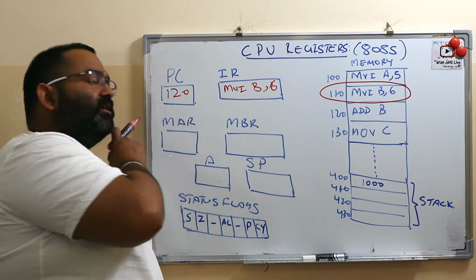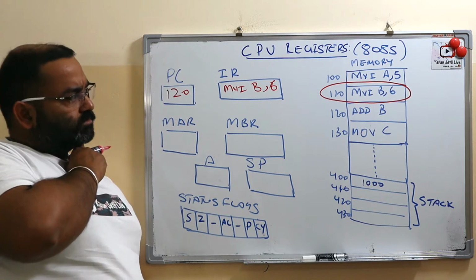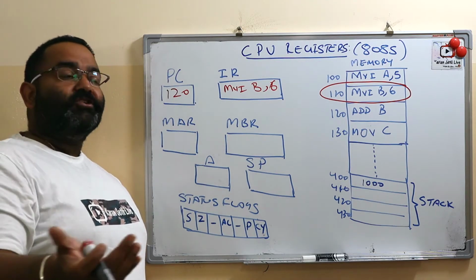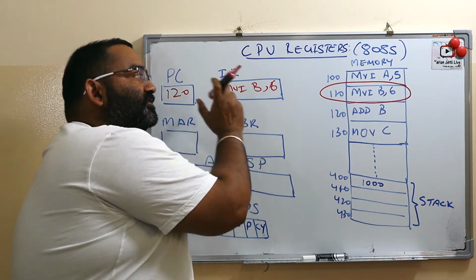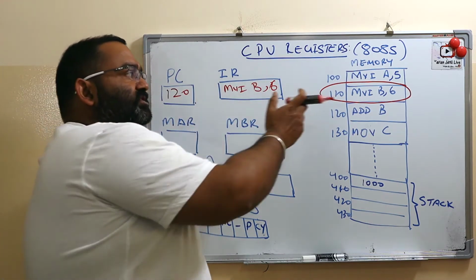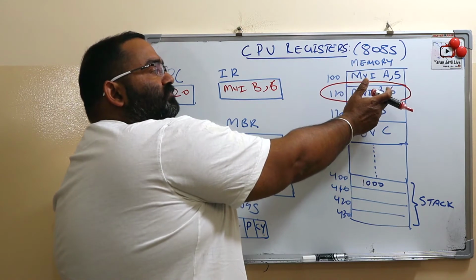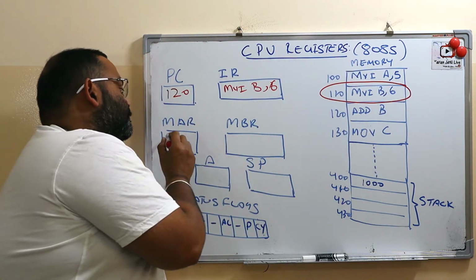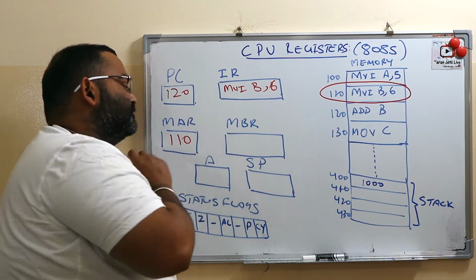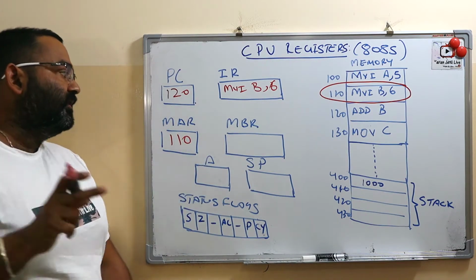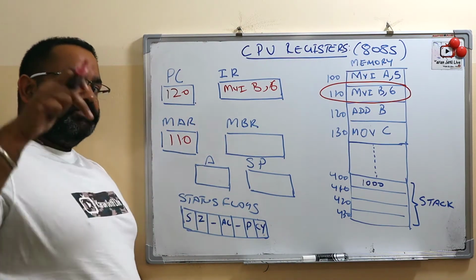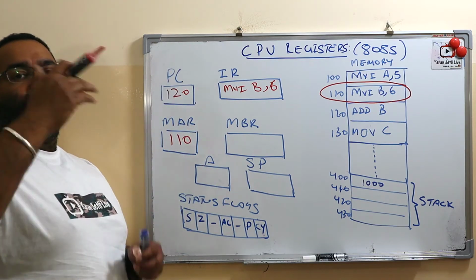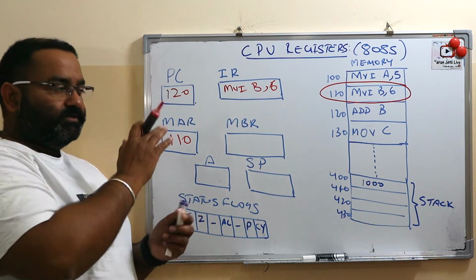Then comes MAR, the memory address register. What does it store? It stores the address of the present instruction. Now what is the present instruction? Move immediate B, 6. What is the address of the present instruction? 110. Now guys, keep in mind, MAR will store the address of the present instruction and the program counter will point to the next one, what is coming after this.